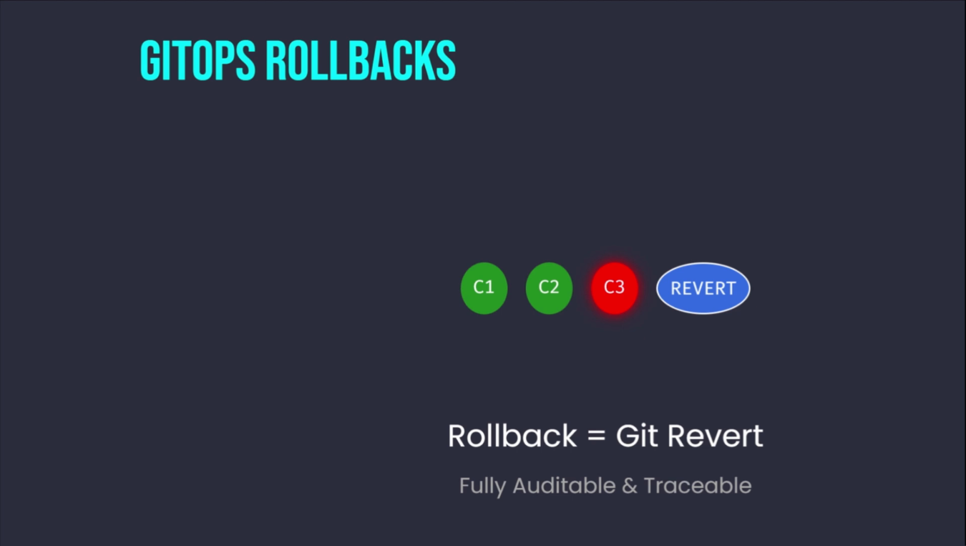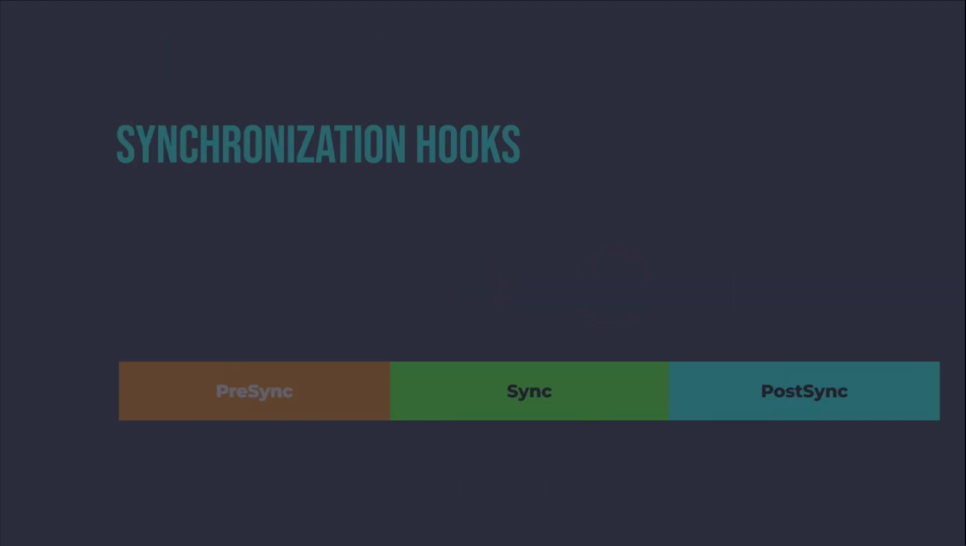This method ensures that every deployment state, including rollbacks, is fully auditable and traceable back to a specific Git hash, eliminating manual intervention during critical recovery periods.